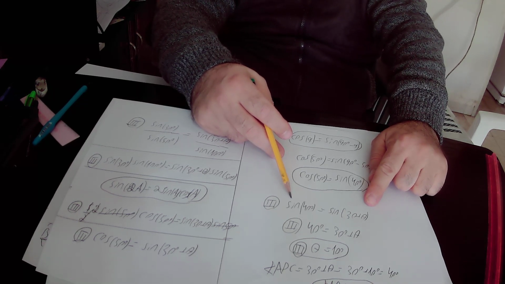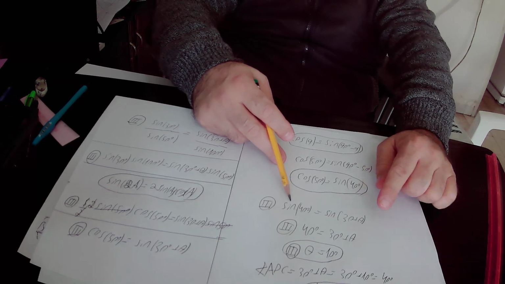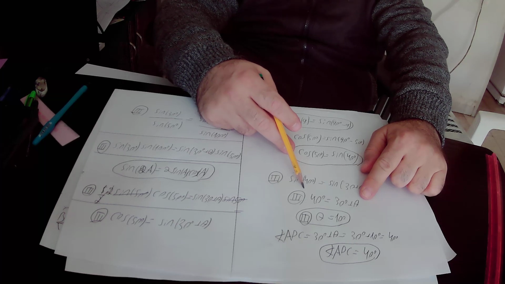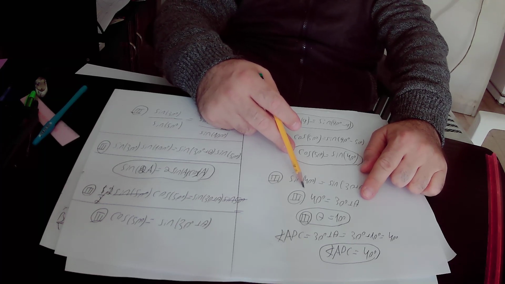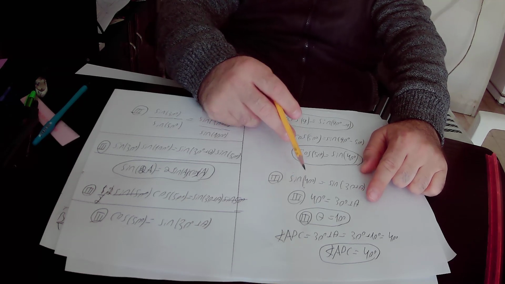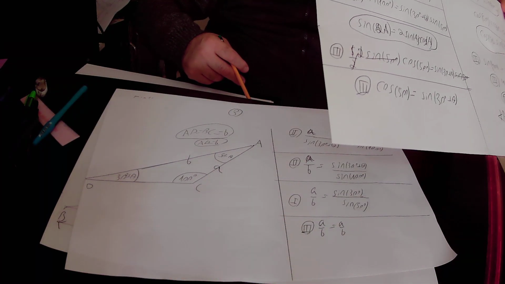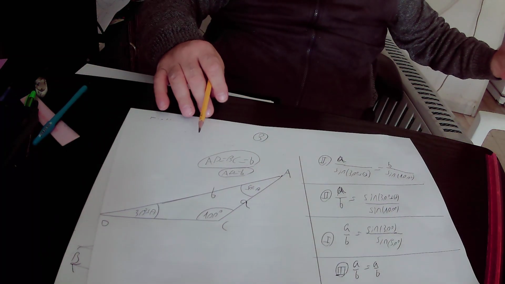From this equation, we derive that 40 degrees equals 30 degrees plus theta. We subtracted 30 degrees, and we got that angle theta equals 40 degrees minus 30 degrees, which is 10. So we found out that angle theta equals 10 degrees.